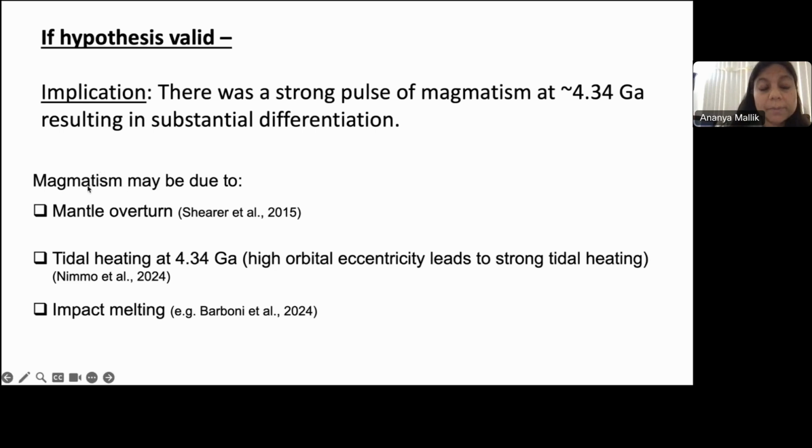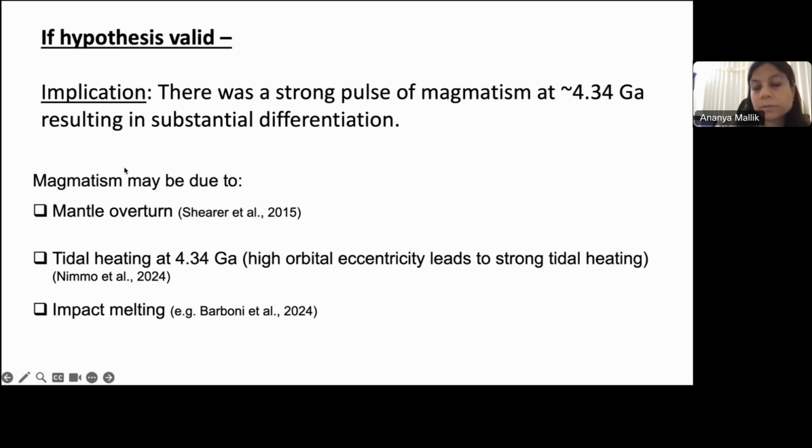There could also have been an episode of tidal heating at about 4.34 billion years, which was recently proposed by Francis Nimmo and others, where they said that due to high orbital eccentricity at that time, this could have led to strong tidal heating and as a result could have caused substantial partial melting on the moon. And then, of course, there's also the possibility of impact melting, especially an impact the size of SPA, where that could have also led to substantial magmatism.